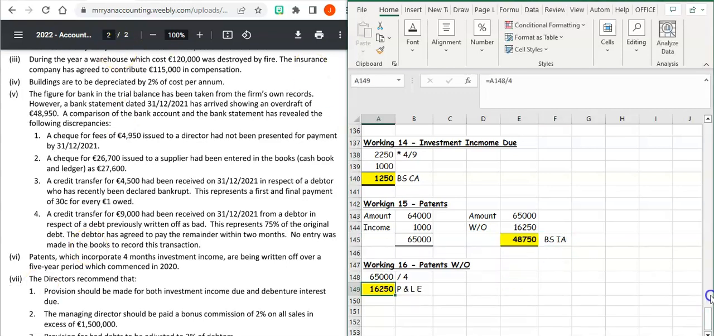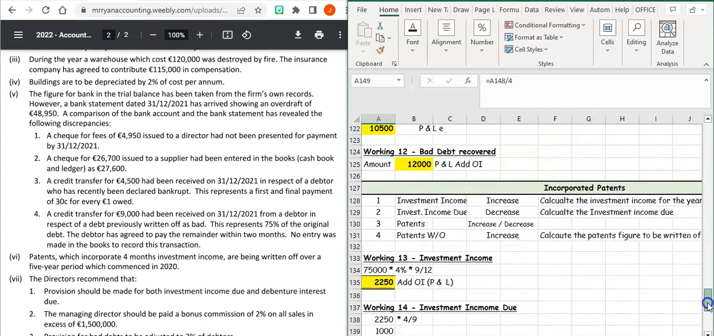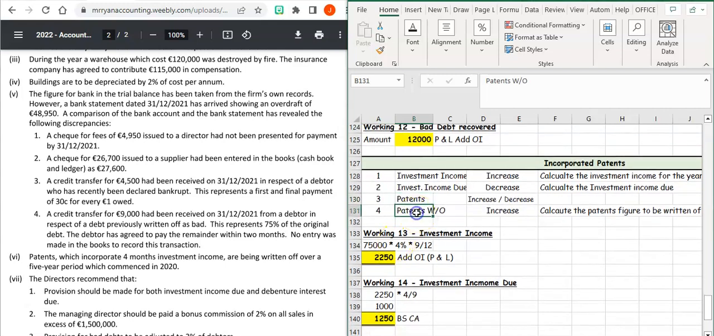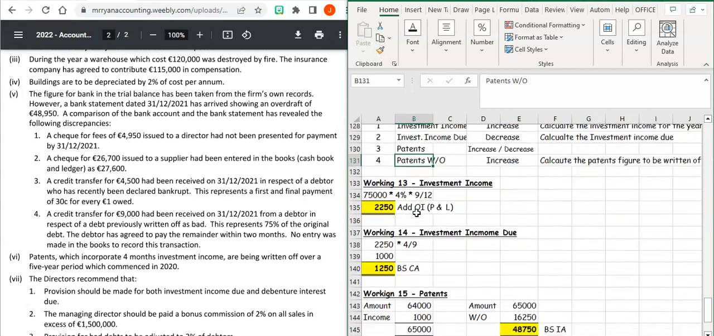Okay, so it's 4 parts. Anytime that you get investment income that incorporates patents, find out your investment income for the year, find out your investment income due, find out what the patents are for the year and recalculate it, and then find out how much the patents to be written off are. So we've calculated our investment income here to be 2,250. So we took the 75,000 from the trial balance, multiplied by 4%, multiplied by 9/12. That goes into your operating income because it's income that we're going to receive.